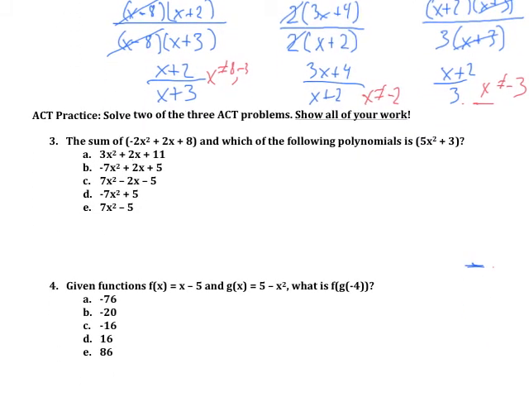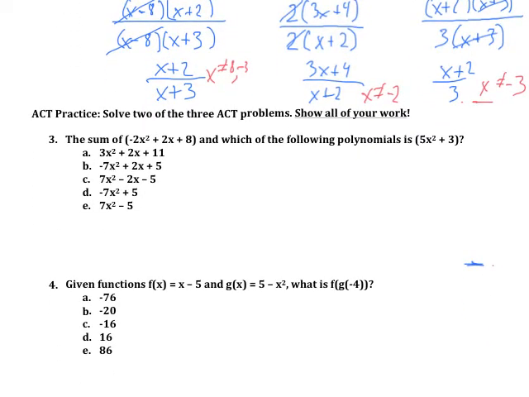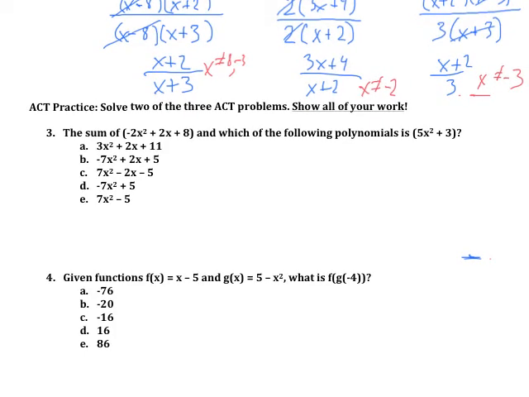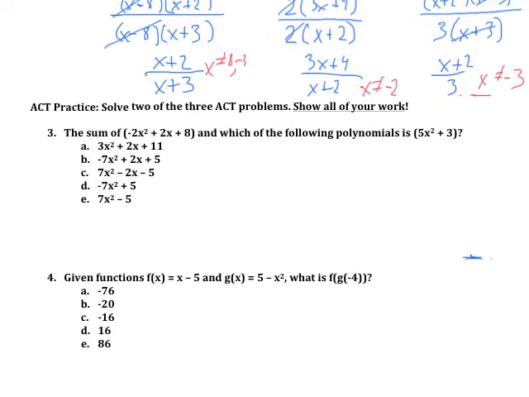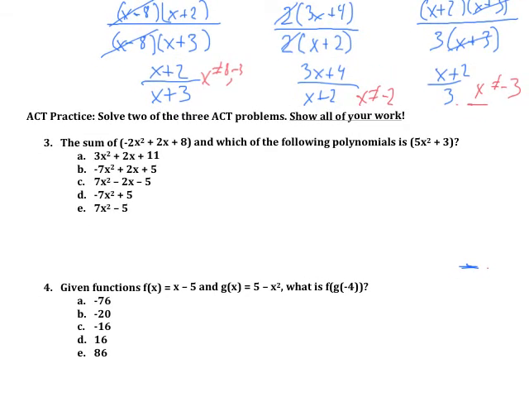Number 3, we are looking for the sum of that trinomial, and one of the answer choices is supposed to come out to be 5x squared plus 3. So in other words, they want us to understand that we need to take this plus an answer choice, and that's supposed to come out to be 5x squared plus 3.